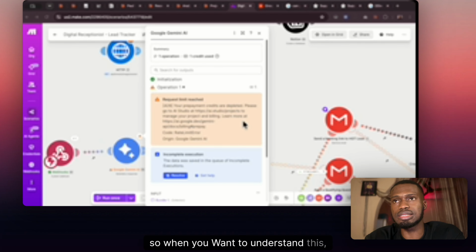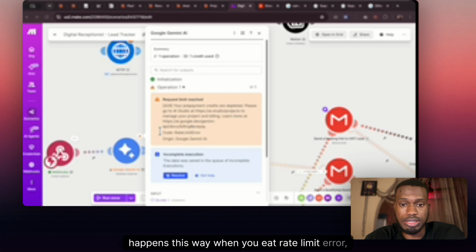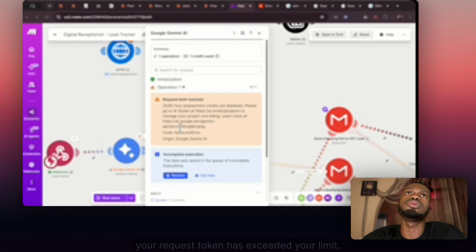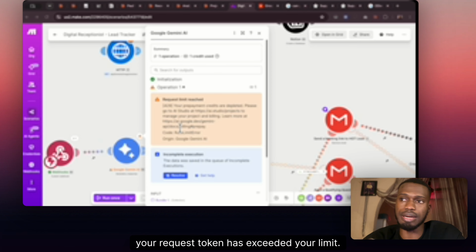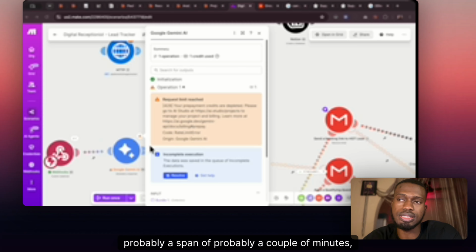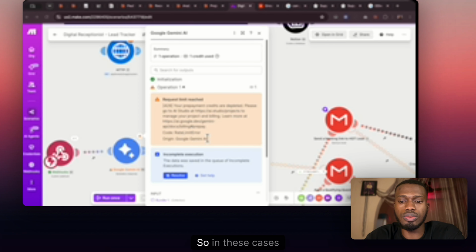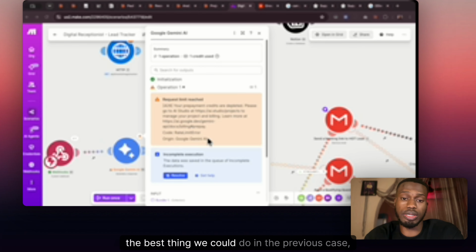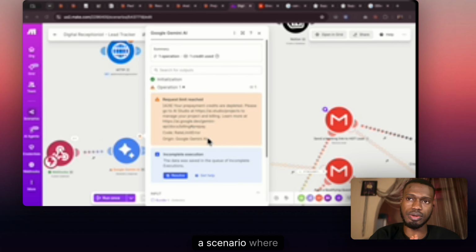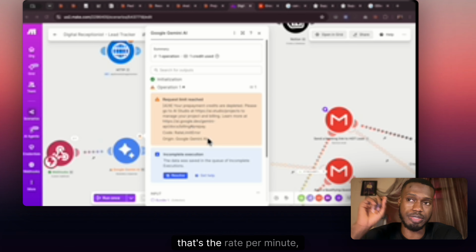So when you want to understand this, a 429 basically happens this way. When you hit a rate limit error, like what you see there, it's either your request token has exceeded your limit, meaning you might have called this numerous times within a span of maybe a couple of minutes, or maybe you even exhausted your tokens, like what I have here now. In the previous case, where you've exhausted the amount you can call per minute, that's the rate per minute, right?